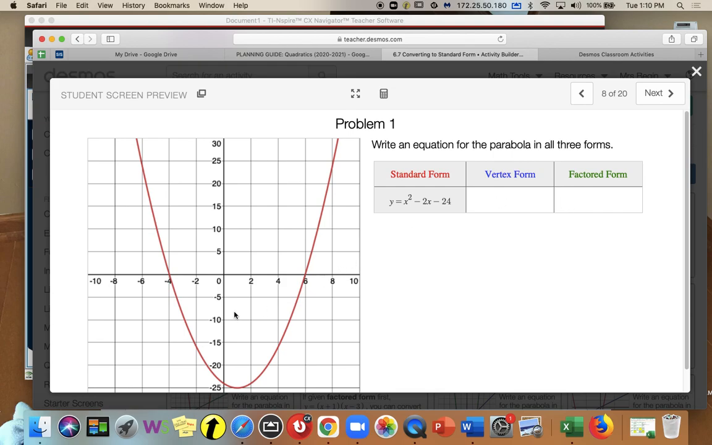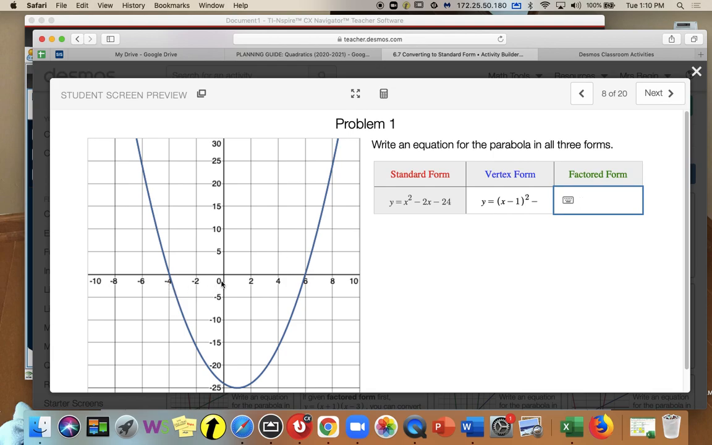So for vertex form, let's find the vertex. All right, so if we look at right here, it looks like it is 1, negative 25. So let's write that down. Y equals parentheses, and it was 1 to the right. So x minus 1, ooh, that's 2, and then squared. And then I said minus 25 to shift it down. Oh, and that matches, so we can tell we did it right.